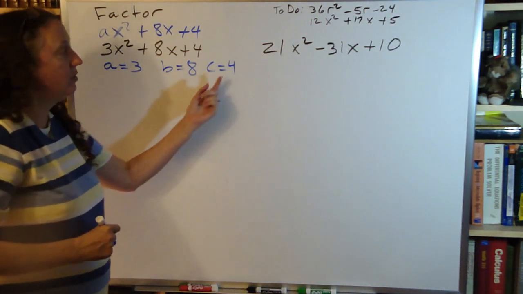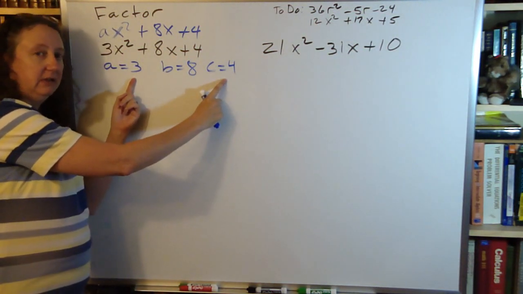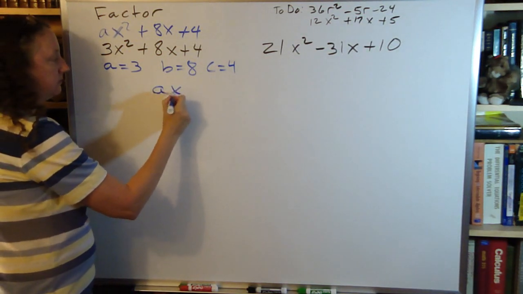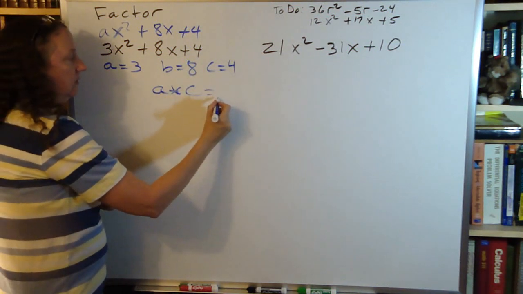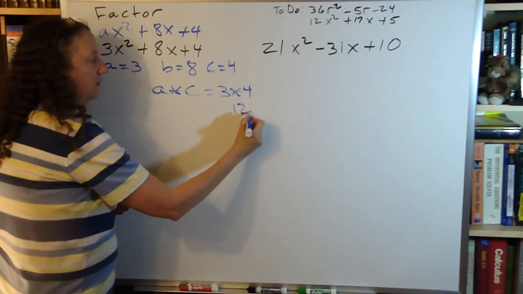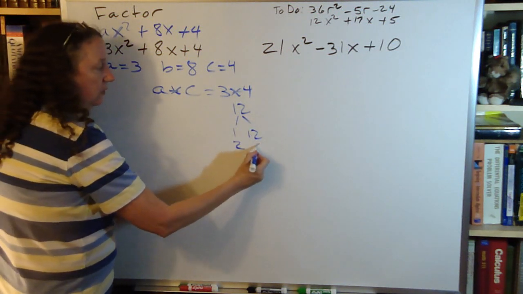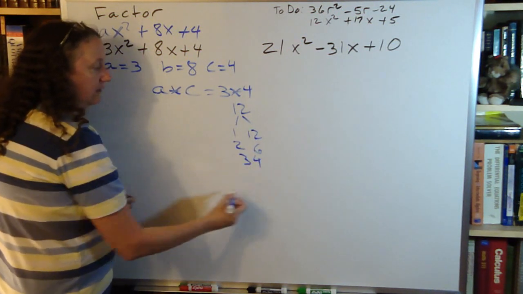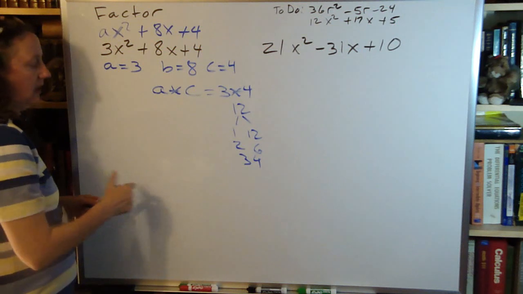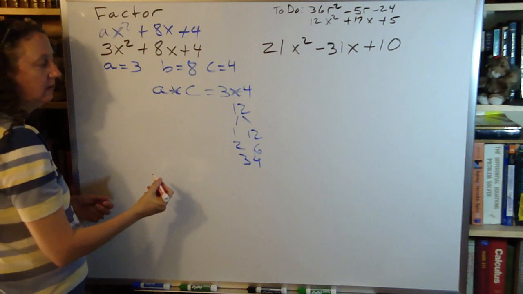Now instead of just looking at c and factoring it out, I have to look at both a and c to factor them out. So I need to take them together. So this is going to be 3 times 4, which is giving me 12. And I have to factor that. I could do 1 and 12, 2 and 6, or 3 and 4. These each multiply out to that 12. I need to figure out which of these adds up to the 8 there.